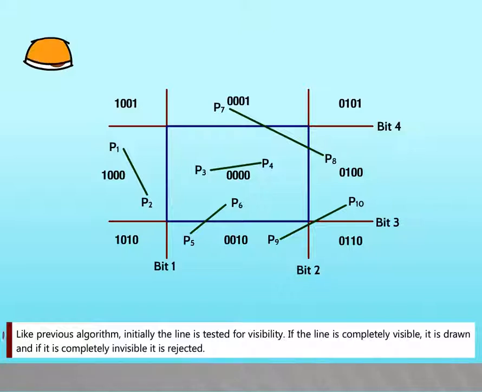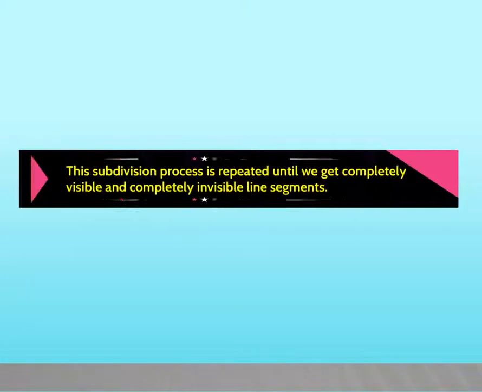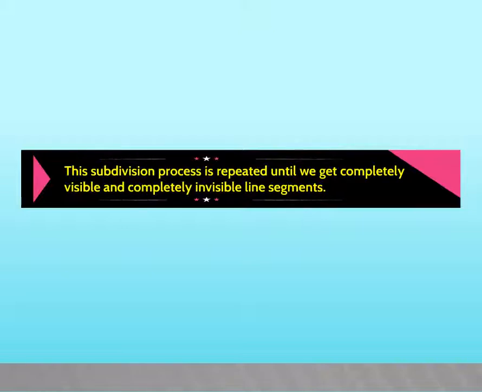Like the previous algorithm, initially the line is tested for visibility. If the line is completely visible, it is drawn, and if it is completely invisible, it is rejected. If the line is partially visible, then it is subdivided into two equal parts. The visibility tests are then applied to each half. This subdivision process is repeated until we get completely visible and completely invisible line segments.